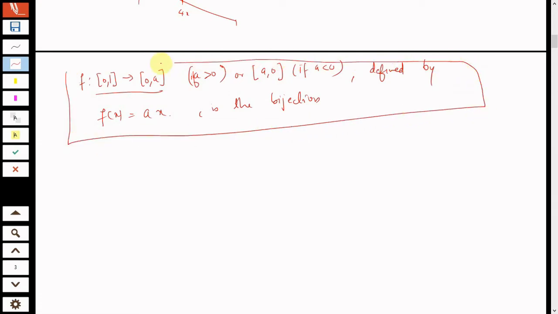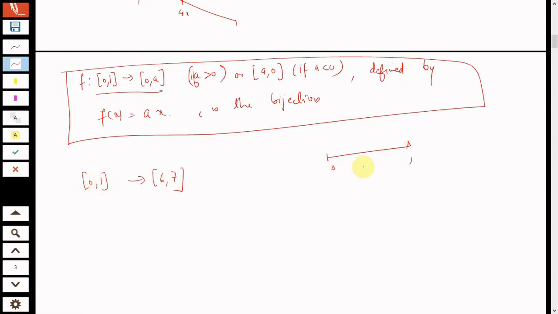Now the next question is how do we map 0 comma 1 to 6 comma 7. This is one illustrative example, and in fact we can then generalize it the way we want. 0 comma 1 is fixed. Now if you note one thing over here, we don't have to stretch the rubber, because the length of the rubber string which we are considering is 1, and the length of the codomain is also 1.